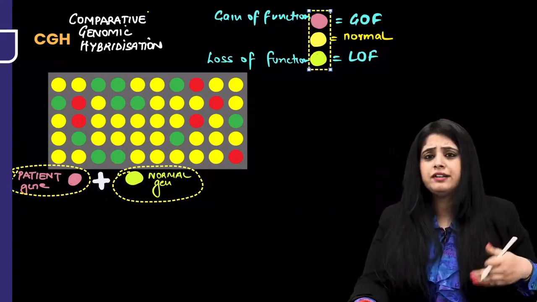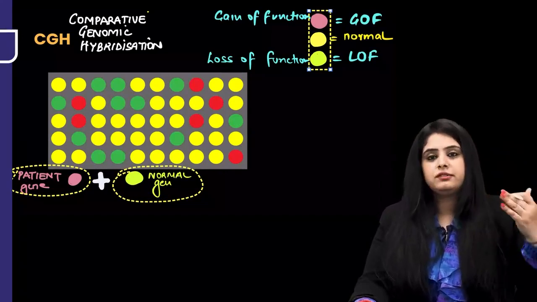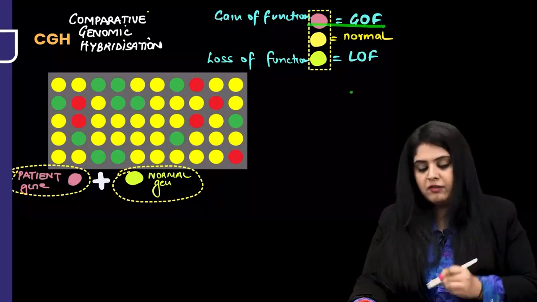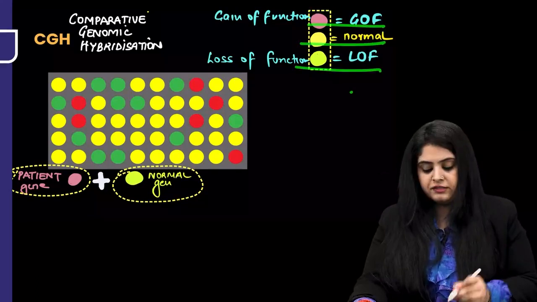Green is always niche, so that is meaning loss, and yellow is in the middle, so that means it is normal. So remember, the top wala is gain, the bottom wala is loss, and the central wala is normal.